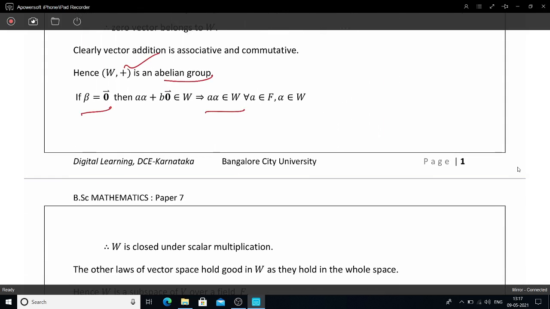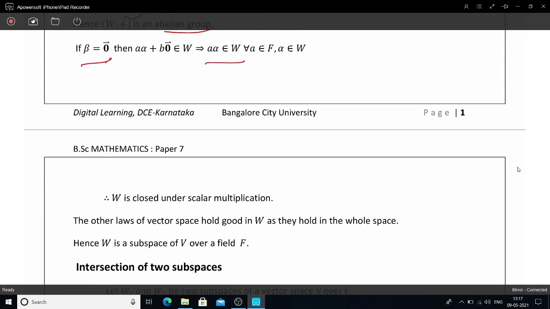If beta is the 0 vector, we get a alpha belongs to W. That means W is closed under scalar multiplication. Since the vector addition laws hold good, and scalar multiplication also holds good, all the laws of a vector space hold good. It indicates W is a subspace of V.